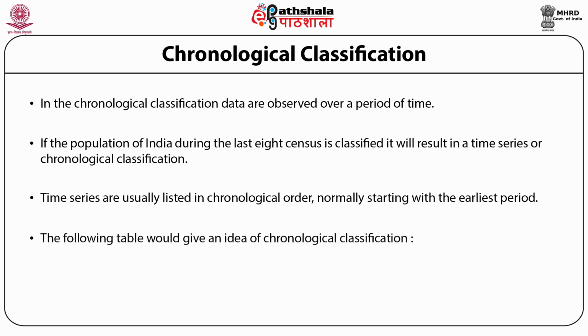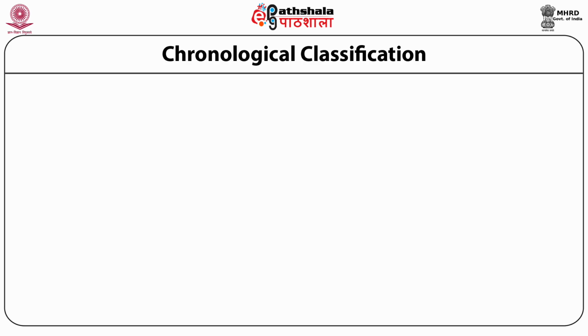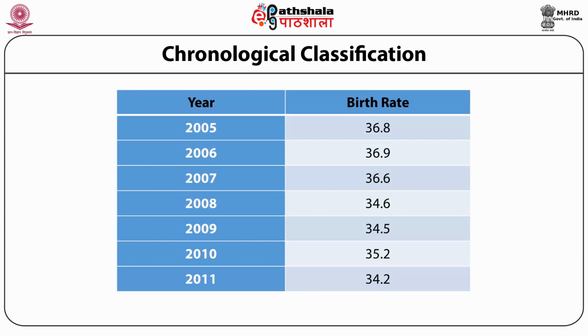The following table would give an idea of chronological classification. So here one side is years, and suppose we have to measure the birth rate. In 2005 there is 36.8 birth rate, 2006 36.9, 2007 36.6, 2008 34.6, 2009 34.5, 2010 35.2, and in the last, 2011, there is 34.2.